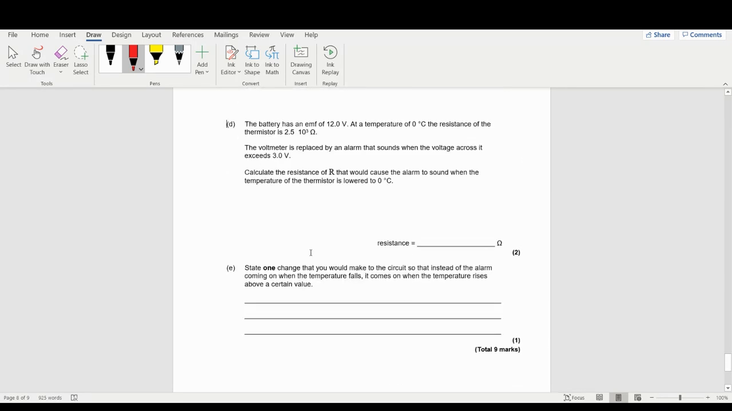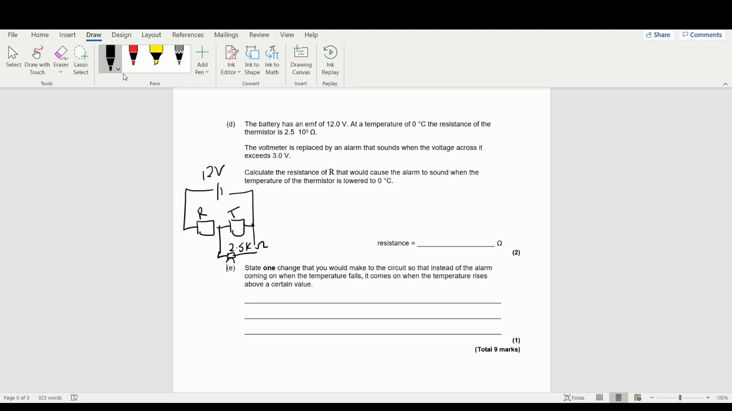So the battery has an EMF of 12, and so I'm going to draw my circuit again. So I've got this one here. So this is 12 volts. The resistance is 2.5 kiloohms on the thermistor. And R here, the voltmeter is replaced by an alarm. So I'm just going to do a speaker that sounds when it's got 3 volts across it. Calculate the resistance of R that would cause the alarm to sound.